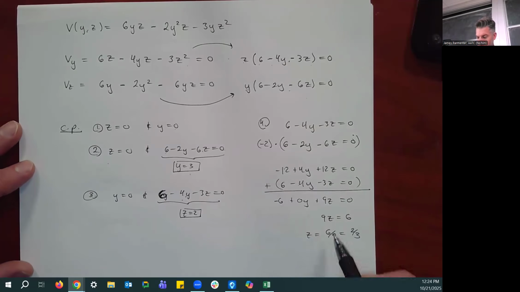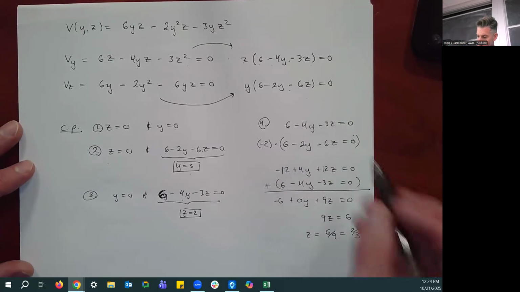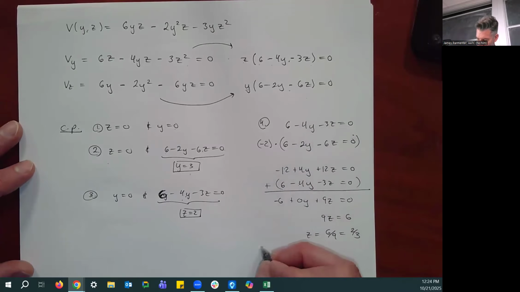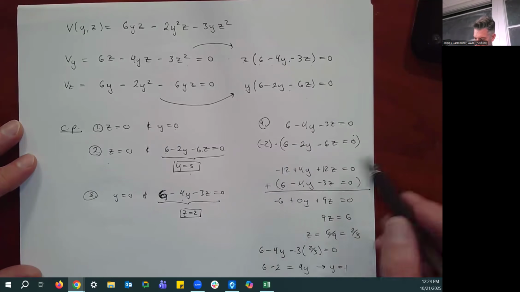And then if we plug back in to solve for y, into either one of these equations, let's plug it in here and say we're going to have 6 minus 4y minus 3 times 2/3 equal to 0. So then we're going to get 6 minus 3 times 2/3 is minus 2. That's going to equal positive 4y. So we're going to get y equal to 1. So our other critical point is going to be y is 1 and z is 2/3.